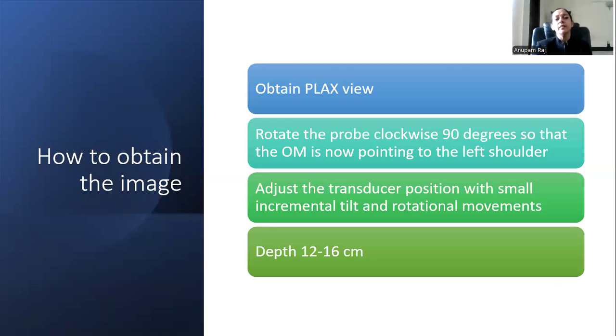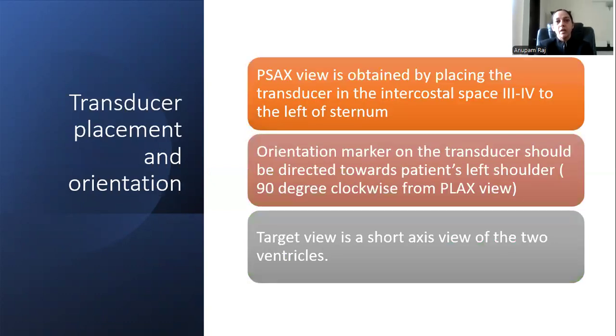To obtain this short axis view, the best is to get a long axis view, how I described earlier, and then you need to rotate the probe clockwise 90 degrees, so that now the probe marker is facing towards the left shoulder. Now adjust the transducer position with small incremental tilt and rotation with a depth of 12 to 16 centimeter.